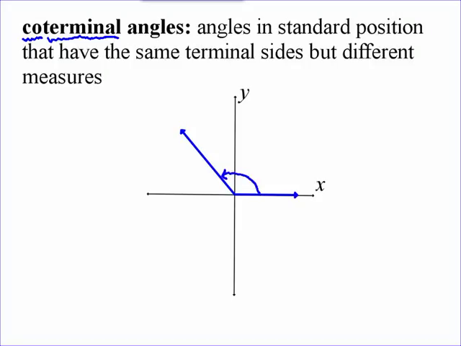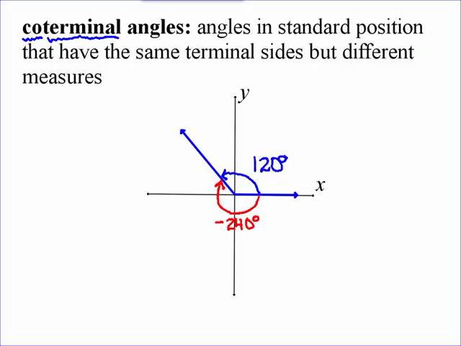So if I know that that's 120 degrees, I need to come up with another angle that shares that same terminal side, but it can't be 120 degrees. So I need you to think about that. I want you to think about what happens if I went backwards there. I'm still going to have the same terminal side, but my measure here is actually going to be negative 240 degrees. So that would be an example of two coterminal angles.